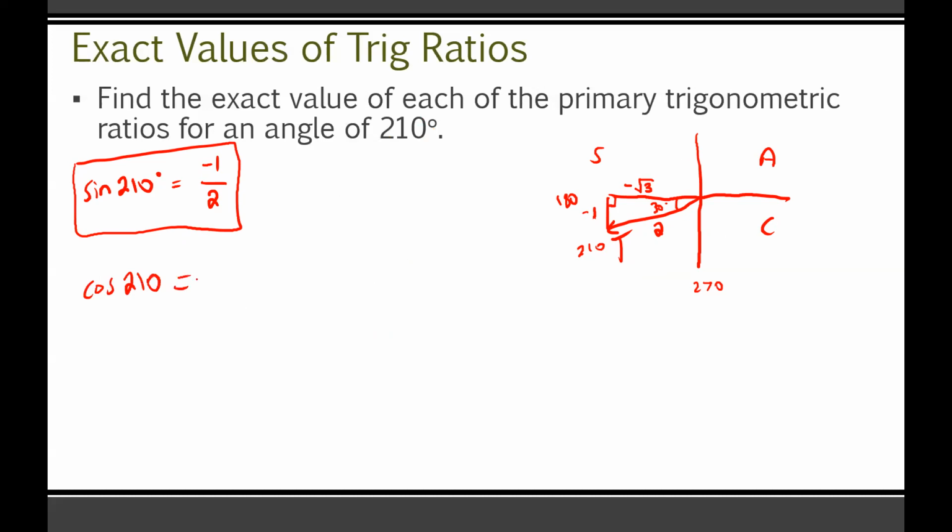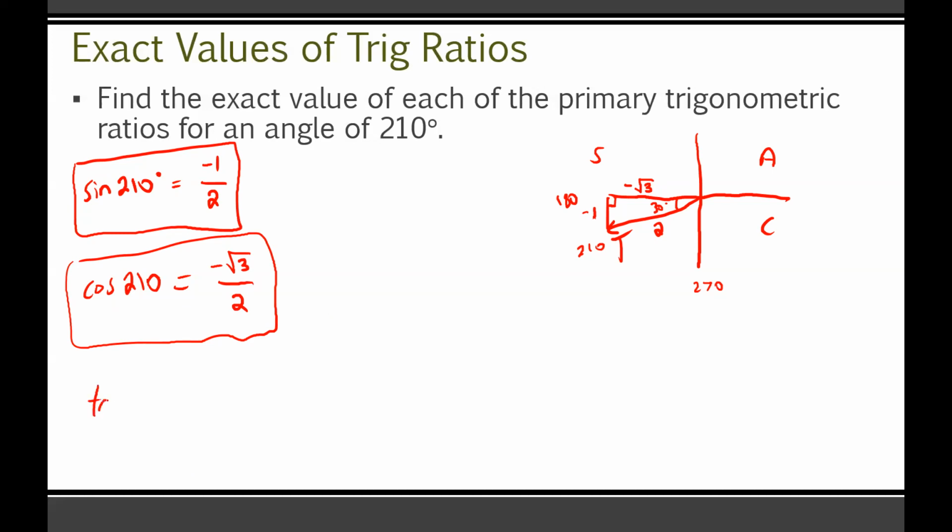So cosine 210. Remember from SOHCAHTOA, cosine is adjacent over hypotenuse. The adjacent side here is negative root 3, so negative root 3 over 2. And again, you could double check this. If you put cos 210 in your calculator, I'll just do it right now, you get like negative 0.866 and then a bunch of other stuff. If you try negative root 3 over 2, you'll get the exact same thing.